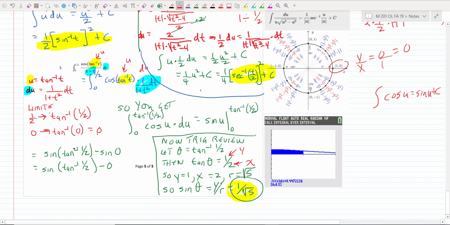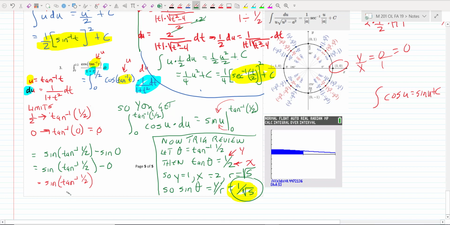So that would be sine of the inverse tangent of 1/2 minus the sine of 0. We plug in the upper limit, bottom limit, and subtract. So I just end up getting the sine of the inverse tangent of 1/2. We know the sine of 0 is 0. Now, you don't want to get your calculator out. You want to get an exact answer. So this is something that you learn in a trig class typically.